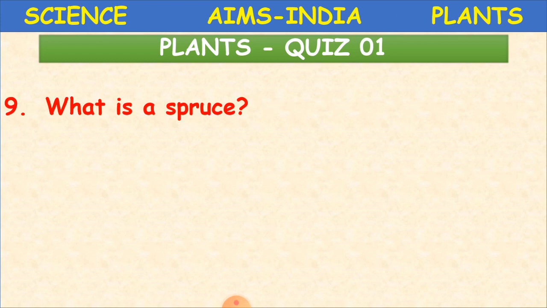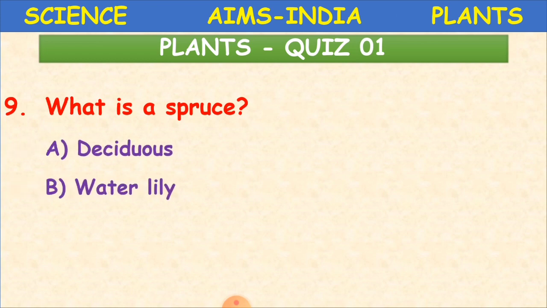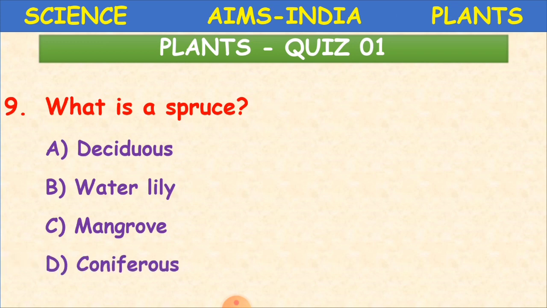What is a spruce? A option is deciduous, B water lily, C mangrove, D coniferous. We already learned that spruce is coniferous. It has cone type of leaves. Okay children? Clear? And the last question for you.